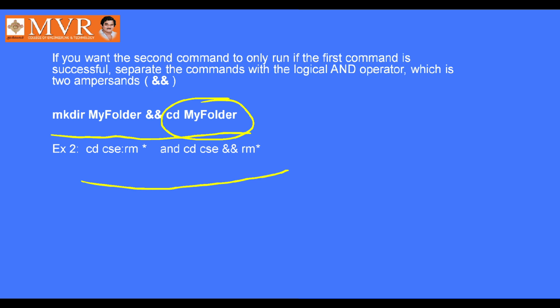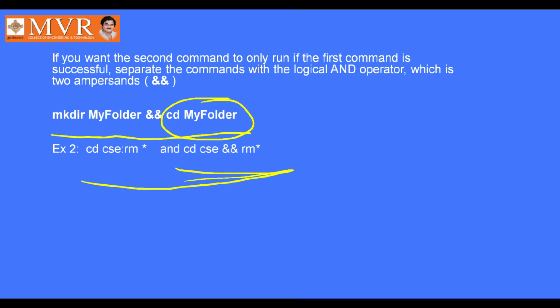The other example I can give here is cd csc and rm star. So what is cd csc? If there is a directory with the name csc in your directory, you want to change to that directory. Then what I am doing is rm star. Rm star stands for remove all the files and folders in your csc directory. That's what I want to do.